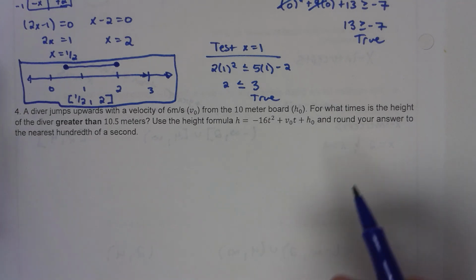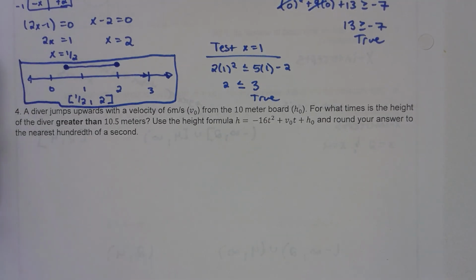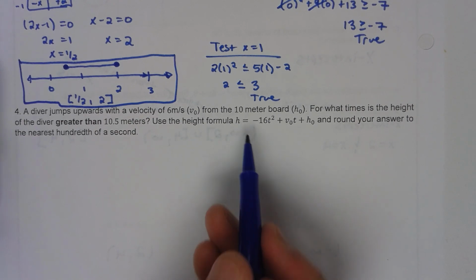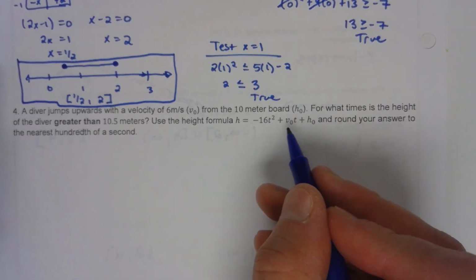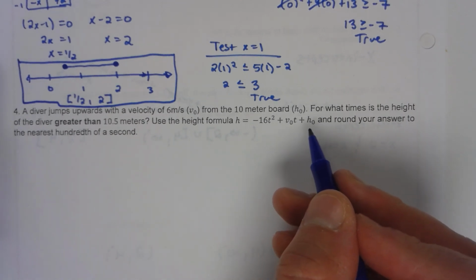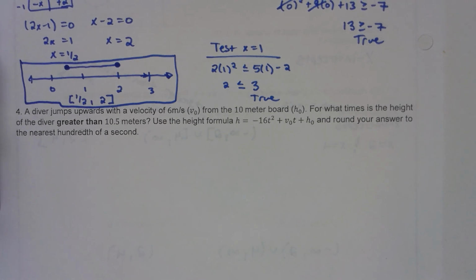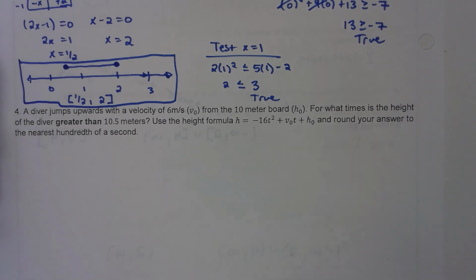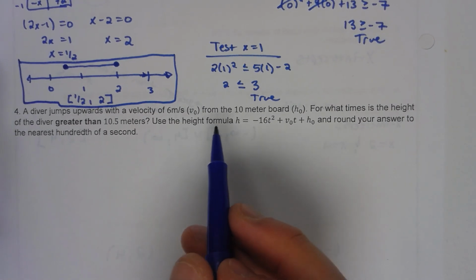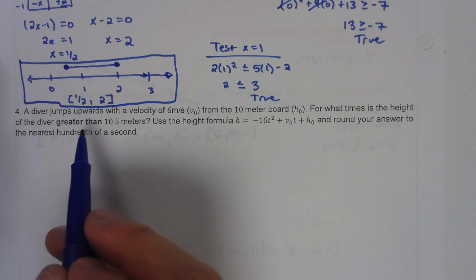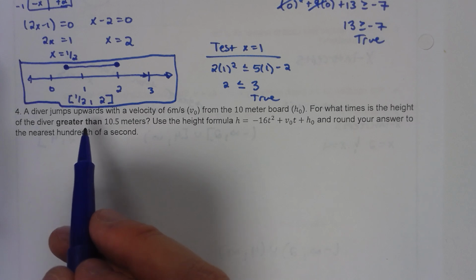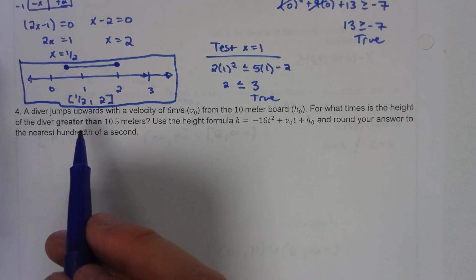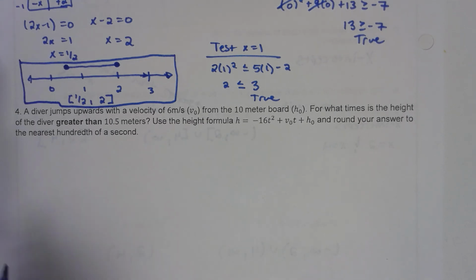We need to decide for what times the height of the diver is greater than 10.5 meters. It says to use the height formula, h equals negative 16t squared plus v naught times t plus h naught, and round your answer to the nearest hundredth of a second. Here's what I'm looking for with this type of problem. One, because we're trying to describe an interval of time, we should be writing an inequality and not an equation, because we're describing an interval.